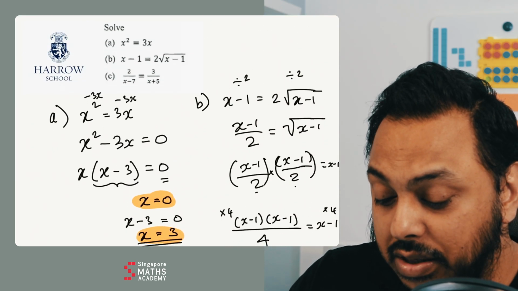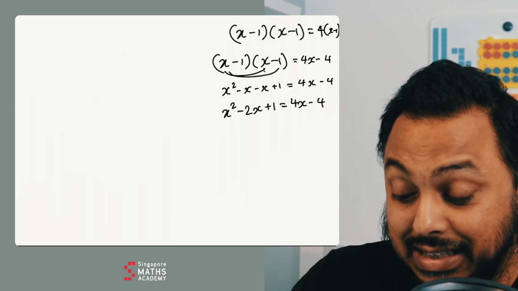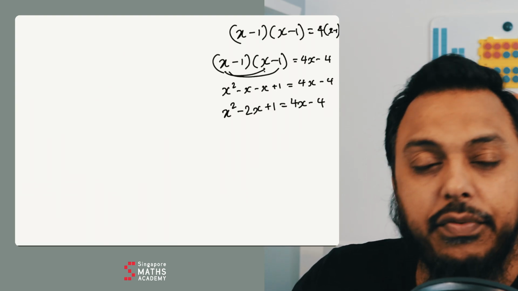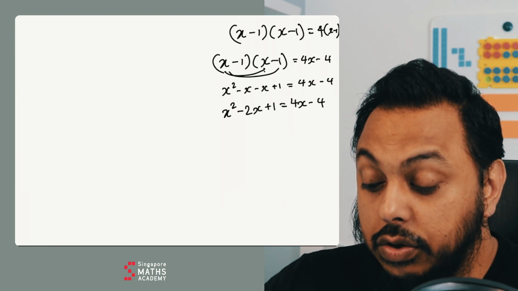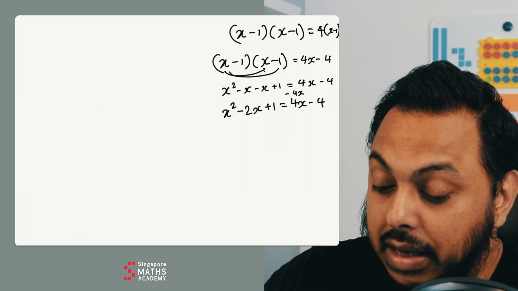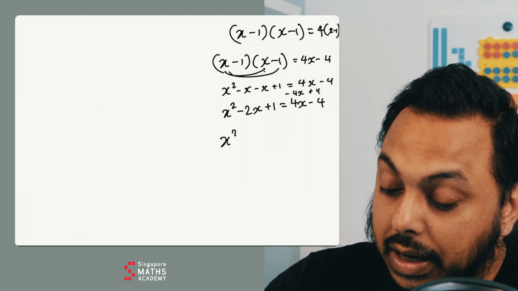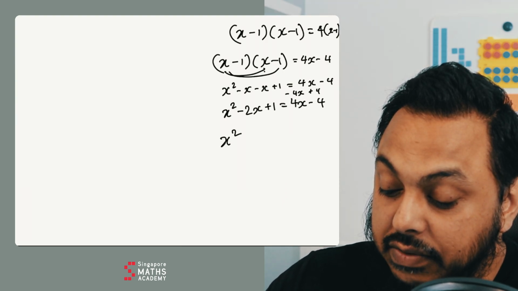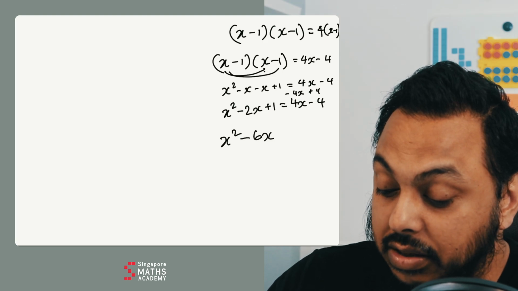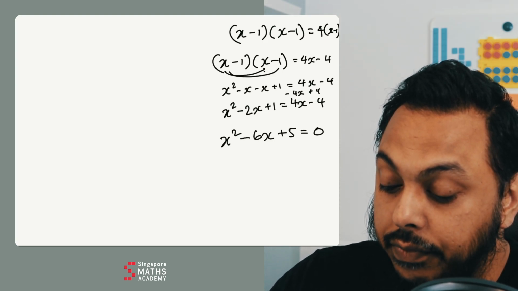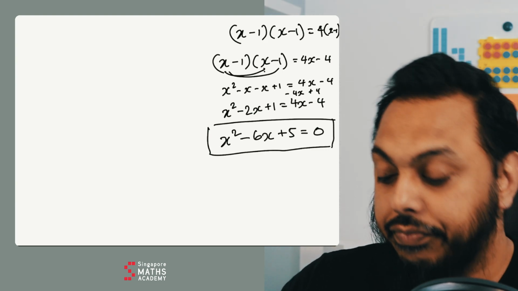Does it say solve or simplify? It says solve, right? That means we have to work out what x is equal to. Seems like a long step, but if you've done your revision, if you've worked on quadratics, you know what to do next. We're going to subtract 4x and add 4 on both sides, and so I get x squared. Subtracting 4x from -2x is -6x, and adding 4 to 1 is going to be plus 5 equals 0. And so finally we get something like that.